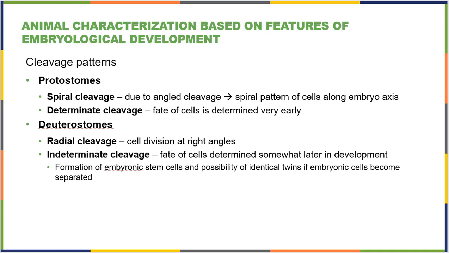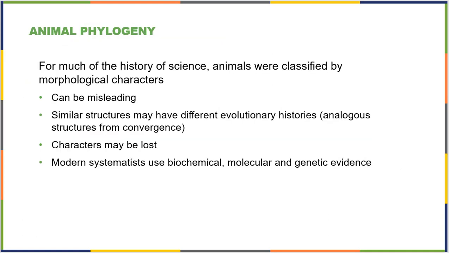For deuterostomes, we undergo radial cleavage, so cellular division at very specific right angles. In some cases you have indeterminate cleavage. That means that the fates of some of your cells are determined a little bit later in development. So this again leads to slightly more flexibility, slightly more diversity in the animal species that you see, or what individuals of that species can look like.